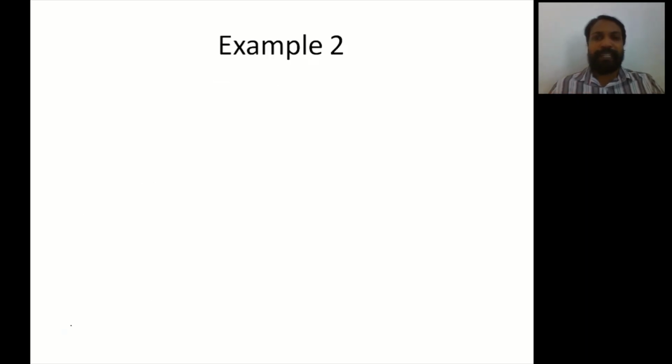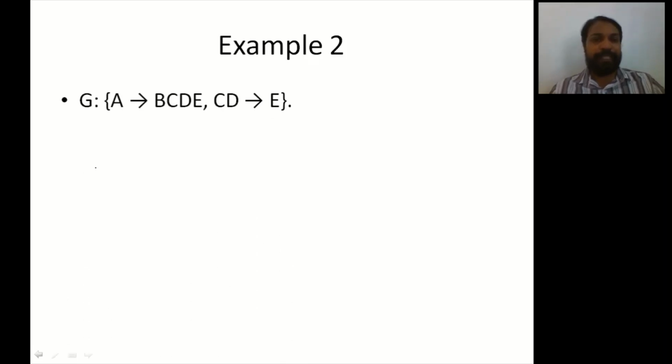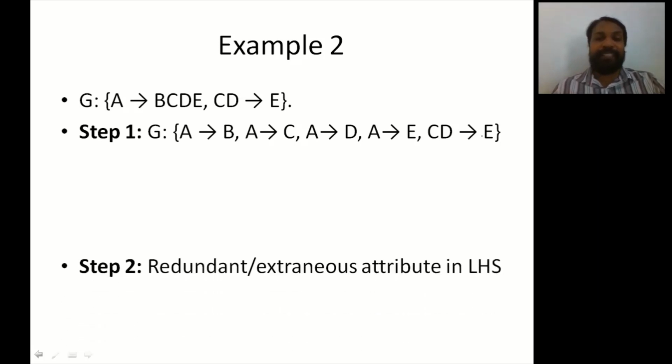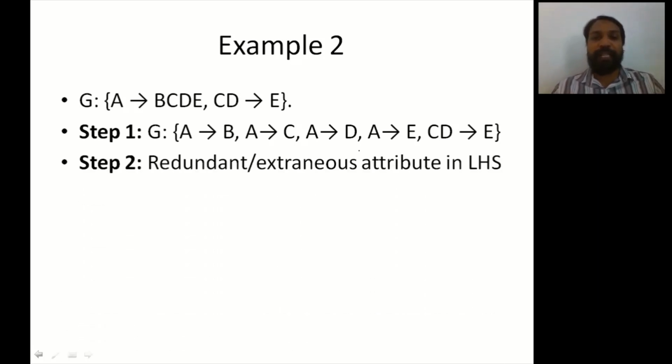We'll see another example. Here we have G equal to A to BCDE, and CD to E. Now in step 1, we have to make it canonical form. So we have to make it A to B, A to C, A to D, A to E, and CD to E. Now in the second step, we have to find extraneous attributes in LHS. Here only one functional dependency has more than one attribute in LHS.